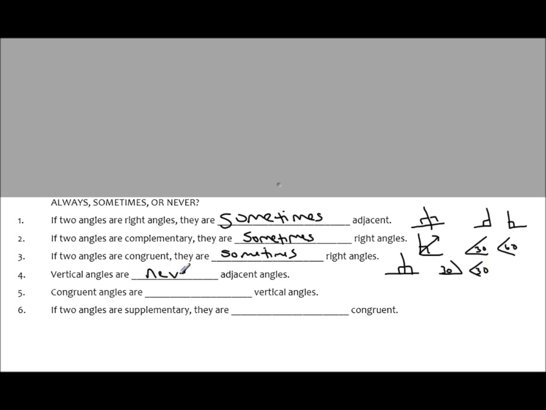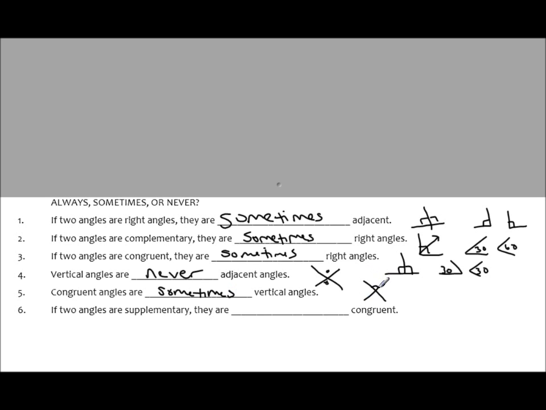Vertical angles are never adjacent. That means that they do not share one common side. They're not next to each other. They're across from each other. Congruent angles are sometimes vertical.